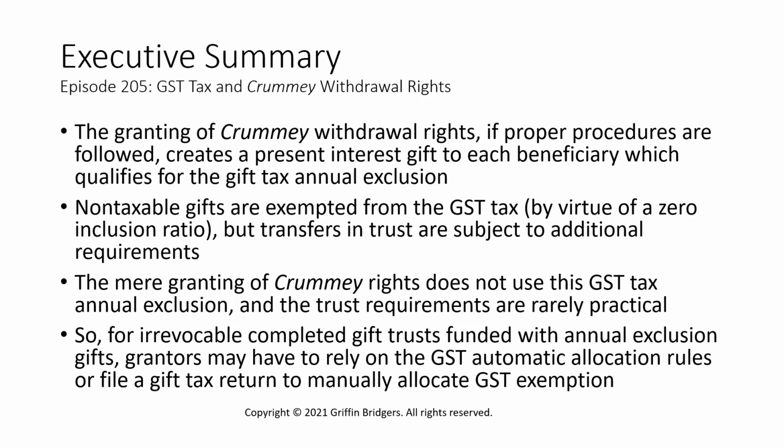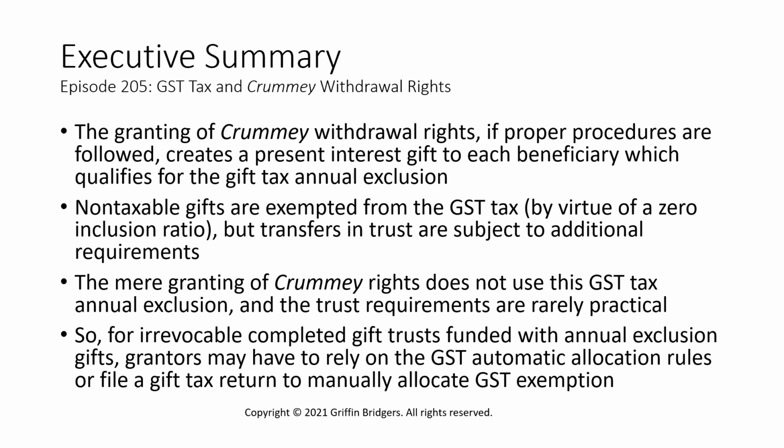A common gift tax planning technique when you're making transfers to an irrevocable trust is to give beneficiaries what are known as Crummey withdrawal rights. The whole purpose of that is to qualify the gift to a trust as a present interest so that you can apply a gift tax annual exclusion for each beneficiary who has a Crummey withdrawal right. Now, that applies to the gift tax.